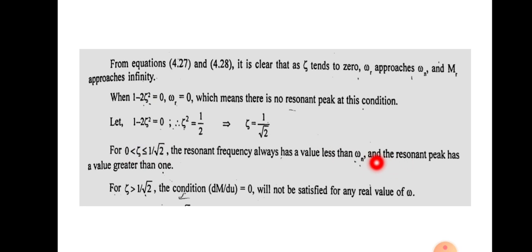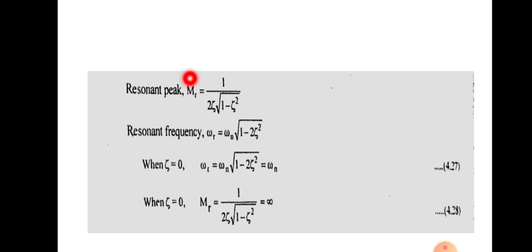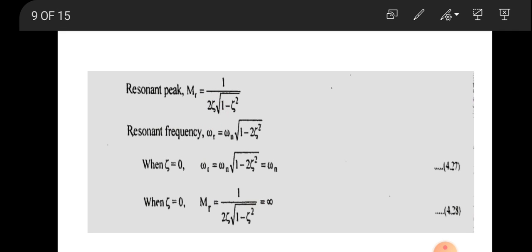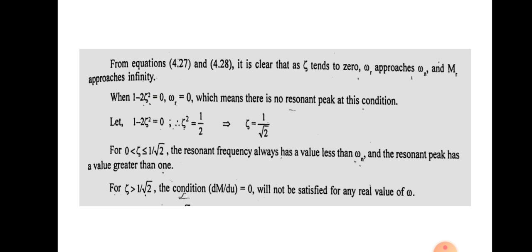Also we can find the value of the resonant peak. For the resonant peak, we have an equation for Mr, and when we substitute epsilon equal to 0.707, there is some quantity here, and here also we can substitute 0.707. So the value of Mr will be greater than 1 in that case. So we can say that the resonant peak has a value greater than 1 for epsilon equal to 0.707.